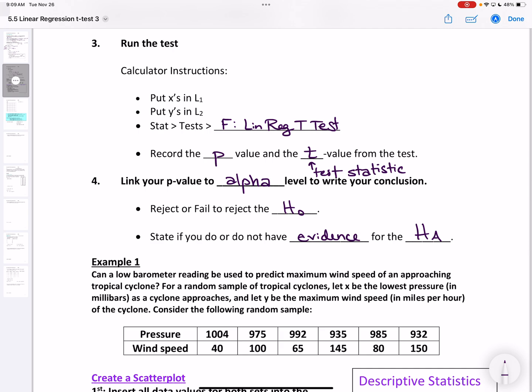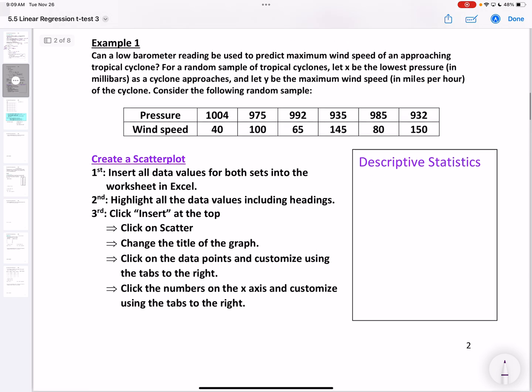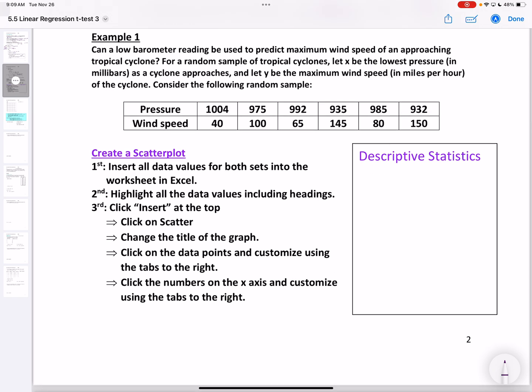Okay? So example 1, can a low barometer reading be used to predict the maximum wind speed of an approaching tropical cyclone? For a random sample of tropical cyclones, let X be the lowest pressure in millibars as the cyclone approaches, and let Y be the maximum wind speed in miles per hour of the cyclone. Consider the following random sample. So this is a really small sample, okay? But we can still use it.